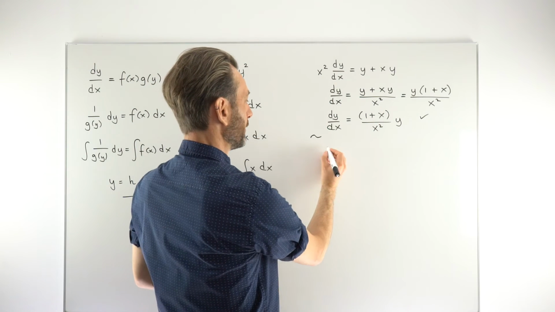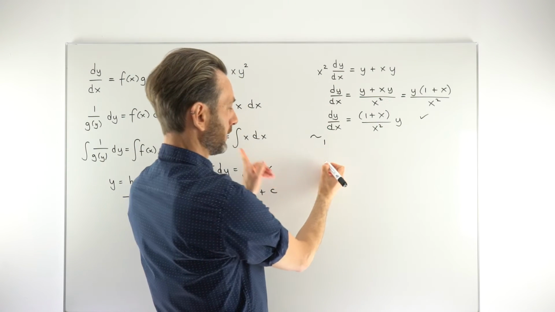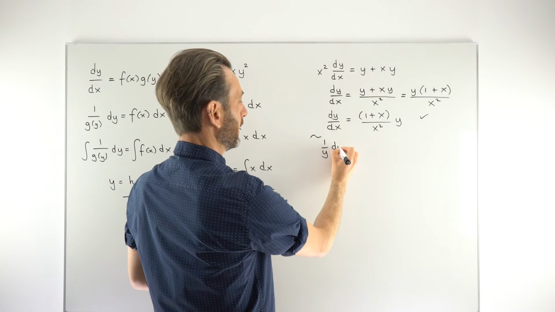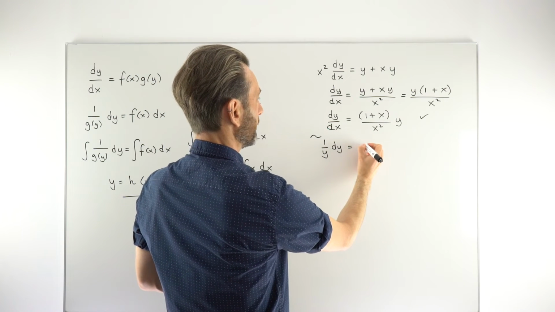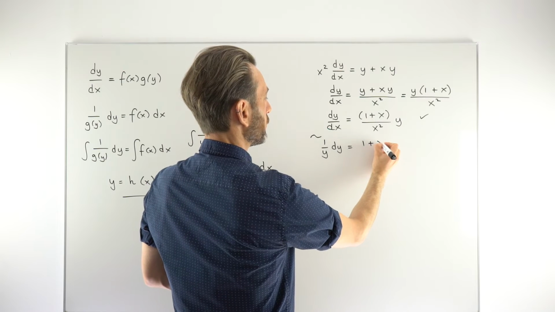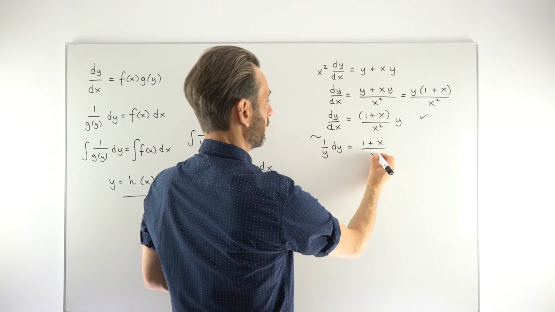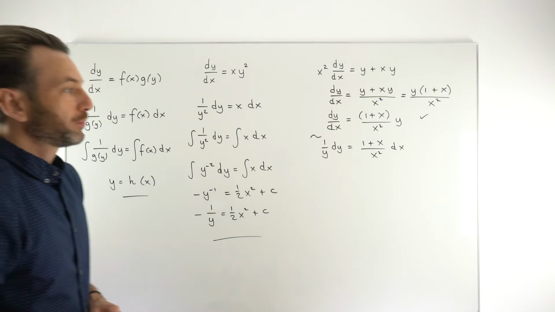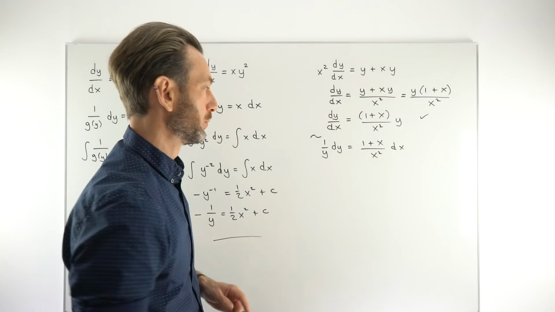So we're going to go ahead and separate the variables. So I'm going to do that just as I did over here. I'm going to bring the y term to this side. That's going to give me 1 over y dy, and then I'm going to leave the x terms on this side. So 1 plus x, I can drop that bracket now, over x squared dx. So at this point we've separated, so we're good to go ahead with our integration.